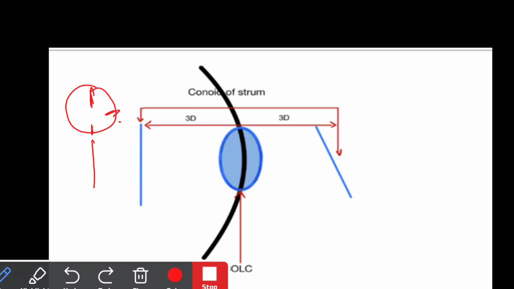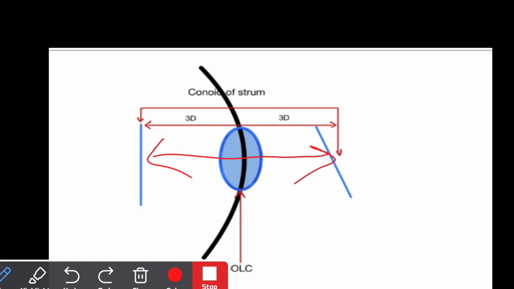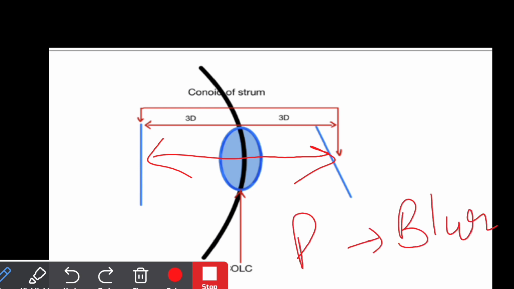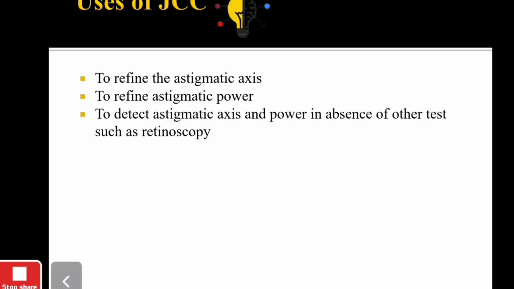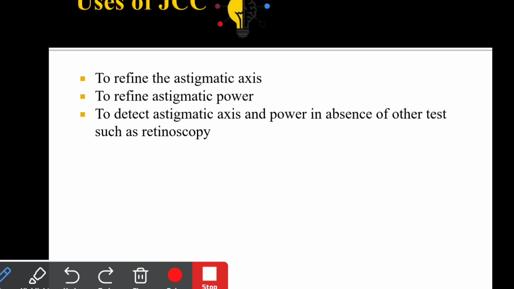Now what we have to do is align the JCC in front of the patient's eye. Either it is going to increase the interval of Sturm or decrease it. When the interval of Sturm increases, the circle of least confusion becomes larger and the patient reports blur. If the interval of Sturm decreases, the circle of least confusion becomes smaller and the patient reports clearer. Uses of Jackson cross cylinder include the refinement of astigmatic axis, the refinement of astigmatic power, and to detect astigmatic axis and power in the absence of other tests.